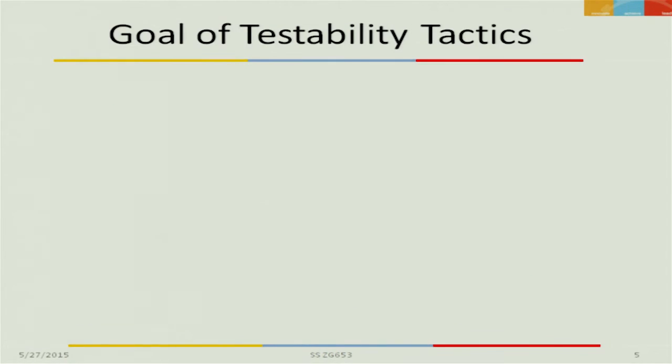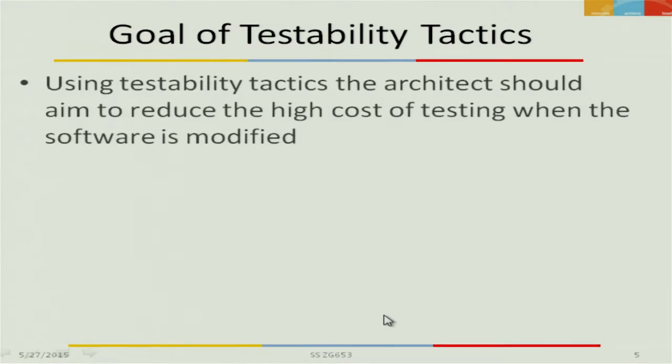Let's look at the goal of testability tactics. Using the testability tactics, the architect should aim to reduce the high cost of testing when the software is modified. That's the goal. The whole purpose of making the software testable is that every time the software is undergoing modification, it should be really easy for the tester to do the testing.